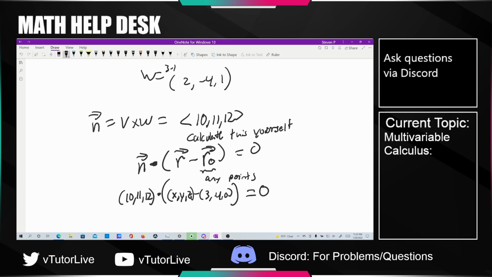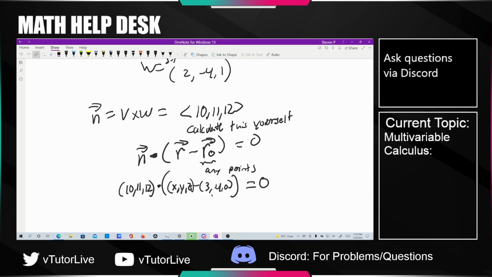That's the process. This is a complete answer. Although usually, just for the sake of posterity, you usually want to move some of the terms to the other side. Gosh, this screen is so bad. So this looks like 10x plus 11y plus 12z is equal to, well, the other dot product becomes 10 times 3 plus 11 times 4 plus 12 times 0.